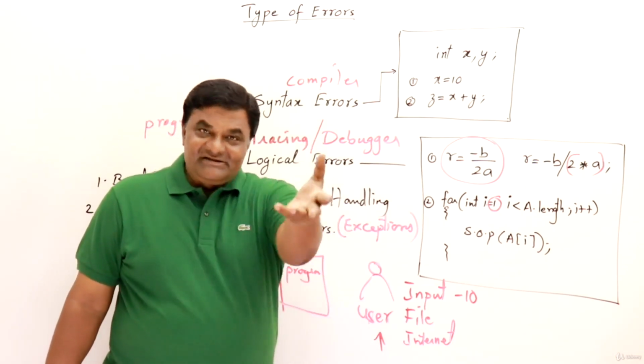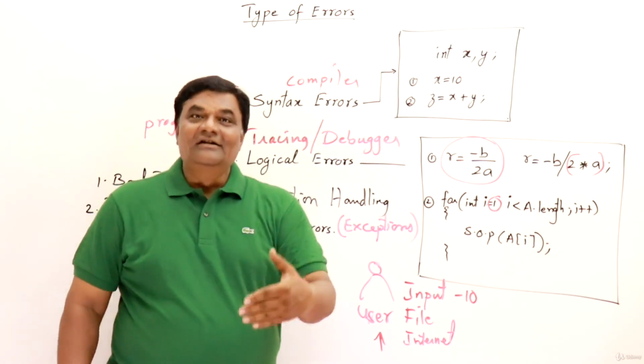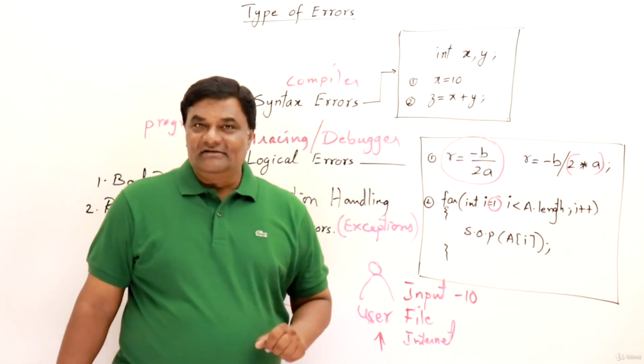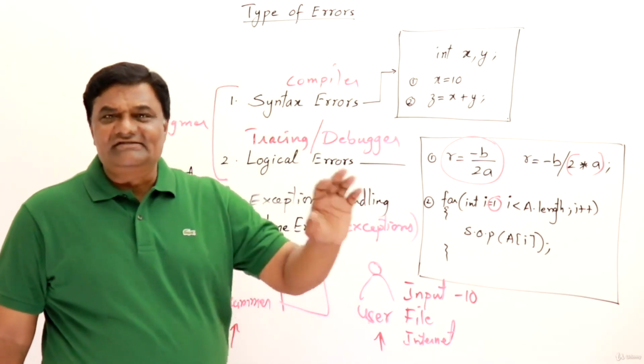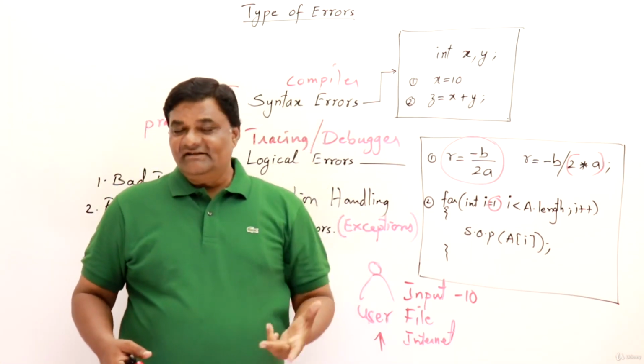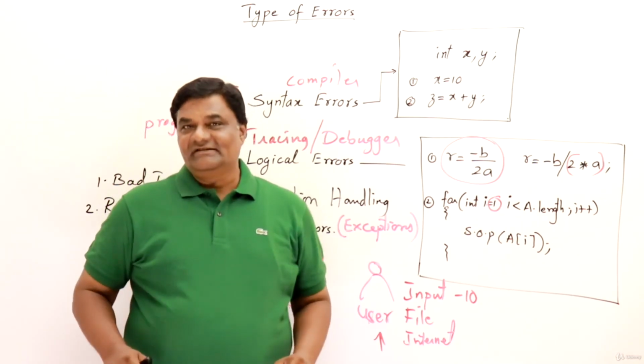So I should give a proper message to the user that you are going wrong here. So that's why it is called exception and it is called exception handling. Except these cases, so exceptional cases. So in our programs, we will be identifying exceptional cases and handling those cases.